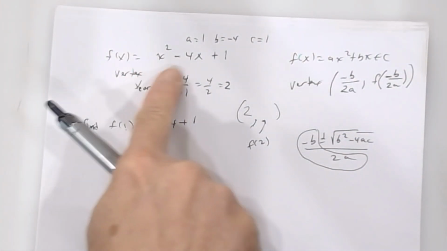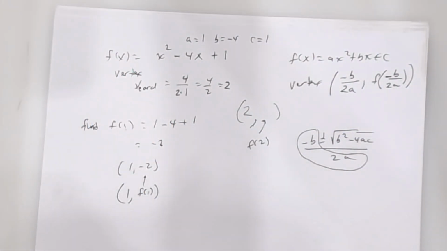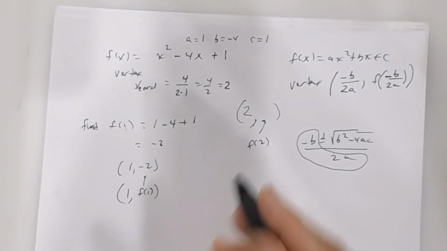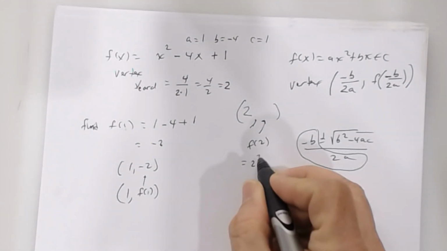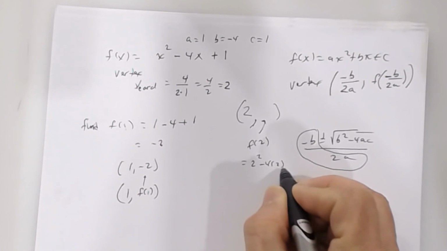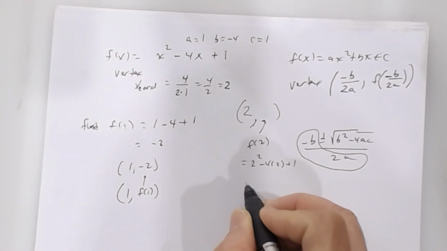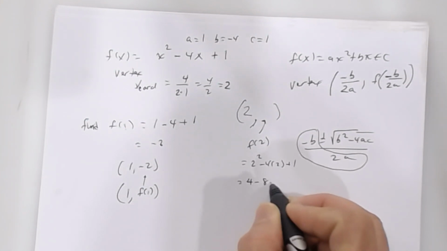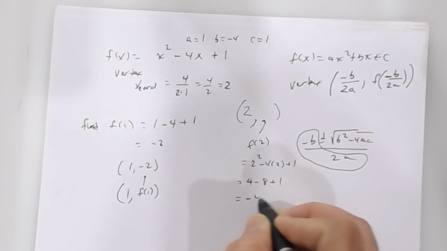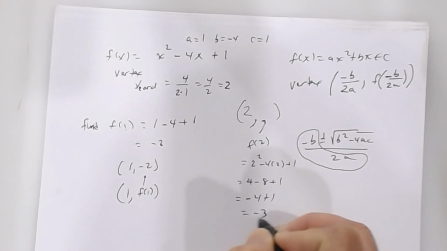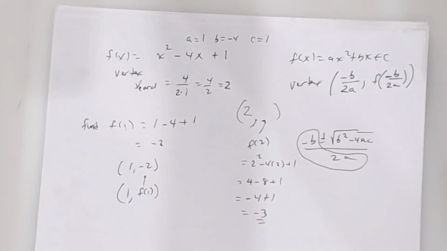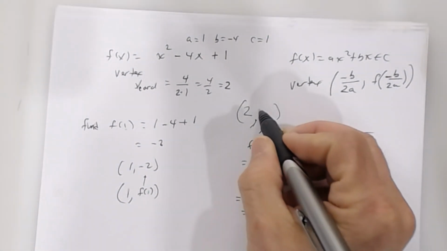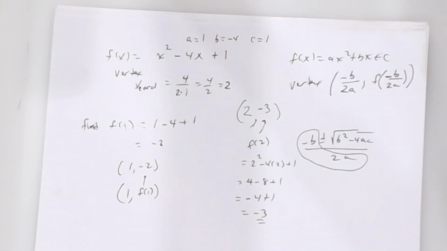And so that means you go to your function f, and where you see the variable, what do you plug in? 2. So I get f of 2 would be 2 squared minus 4 times 2 plus 1. What's 2 squared? 4 minus 8 plus 1. So that's a negative 4 plus 1, which is negative 3. So what's your vertex? 2, negative 3. Your vertex is 2, negative 3.